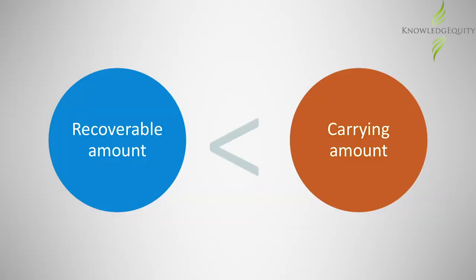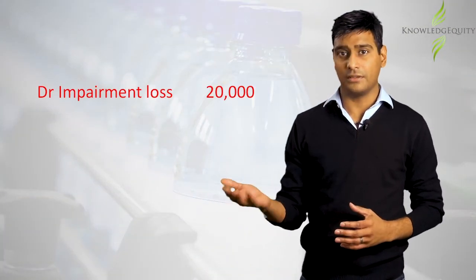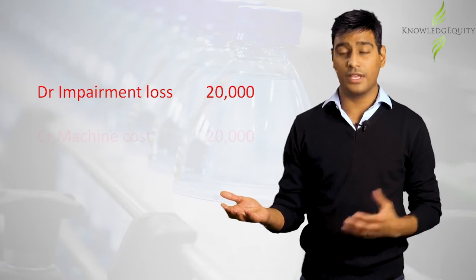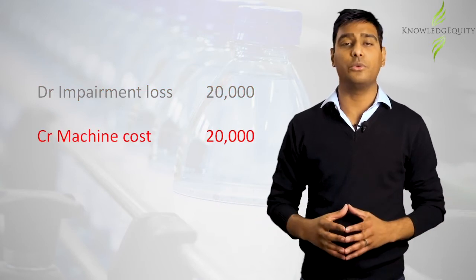IAS 36 requires the asset to be carried at the lower of the carrying amount and the recoverable amount of the asset. In this case, the machine's recoverable amount is lower than the carrying amount, and so the carrying amount needs to be adjusted. The journal to recognize this adjustment would be debit impairment loss in profit and loss and credit the machine cost with $20,000. To recap, an asset's value must reflect the economic benefits that it is expected to generate.